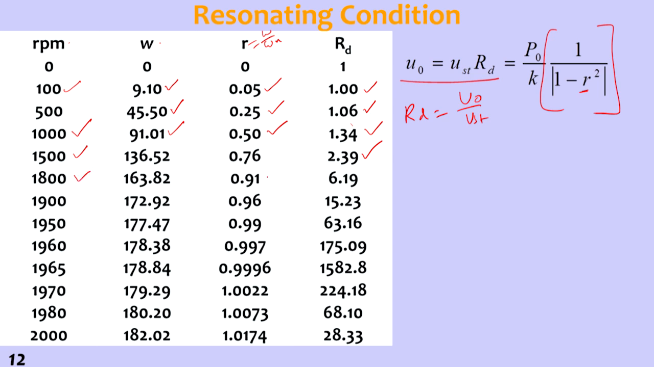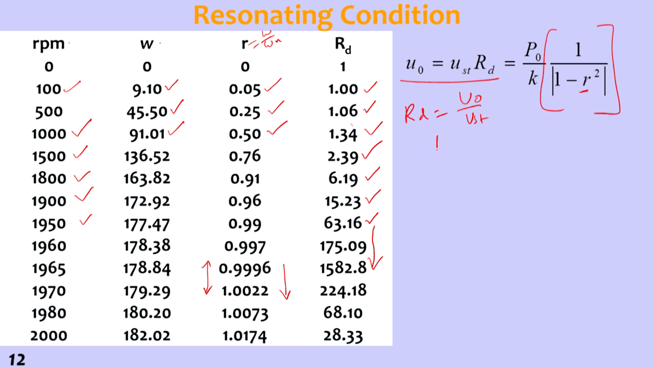Now when rpm has become 1500, it is 2.39, and when rpm has become 1800, R is 0.9. Then you can see this became 6 times, and when rpm became 1900, it became 15 times. When rpm became 1950, it became 63 times. You can see it is increasing very fast, and suddenly it has dropped. So something is happening between R value 0.999 and just after 1.